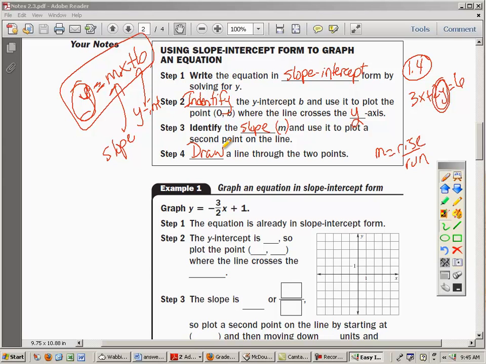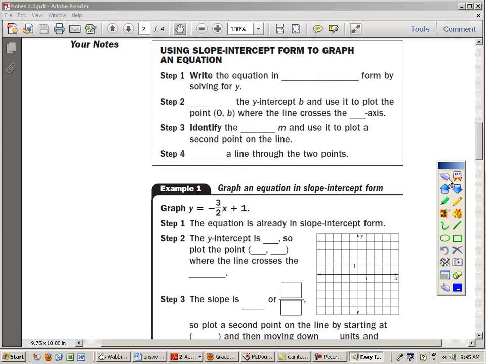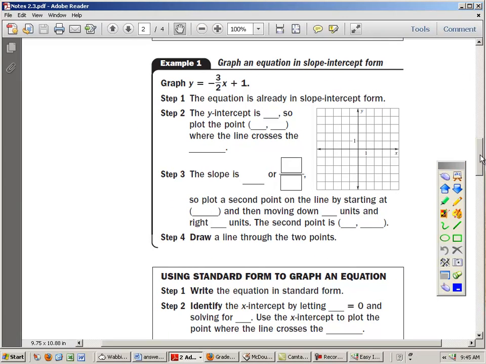Now we should always draw a line. Whenever we draw a line, we use a straight edge. So I'm going to draw a straight line through the 2 points. Use a straight edge, use the side of your identification, use a ruler, use the side of your planner, something to that form, but use something to make a straight line.